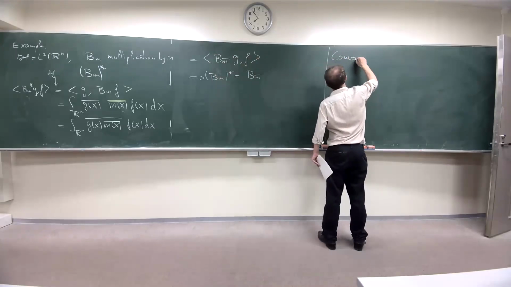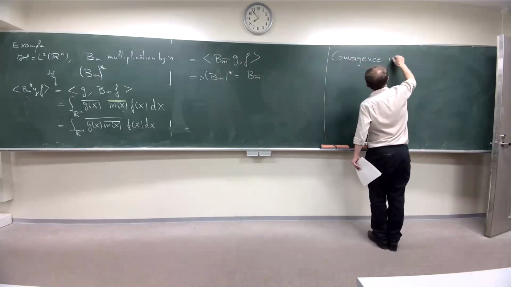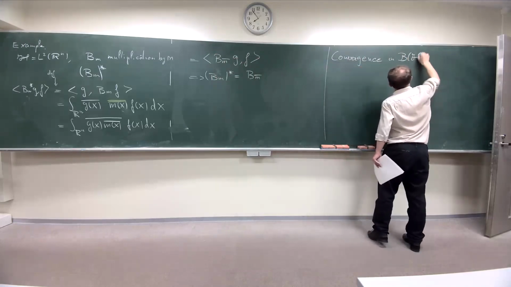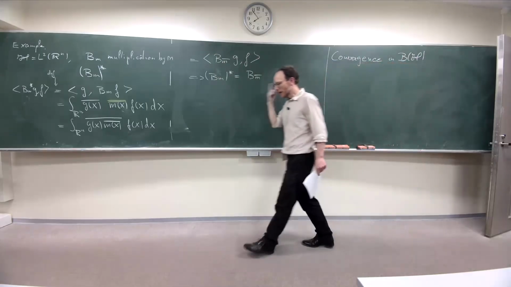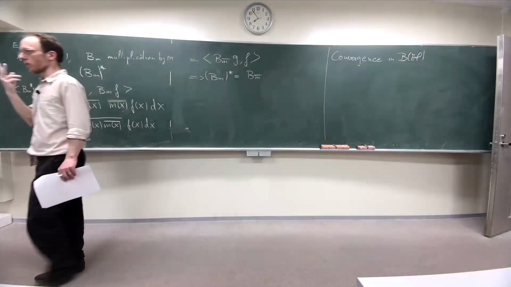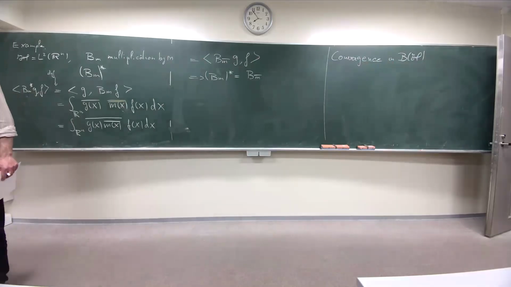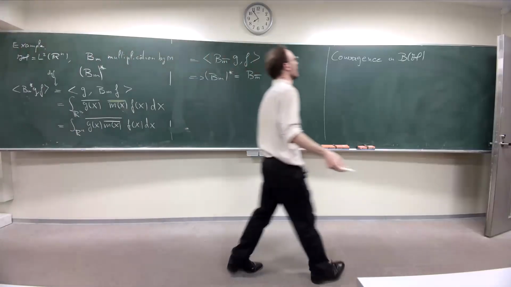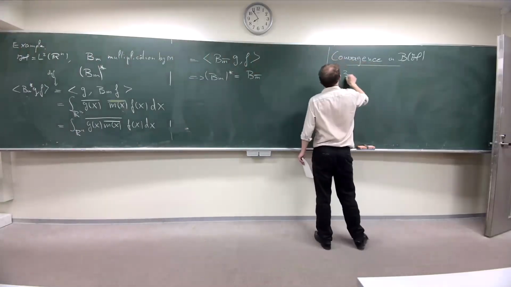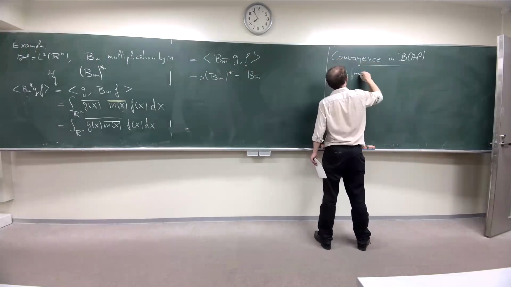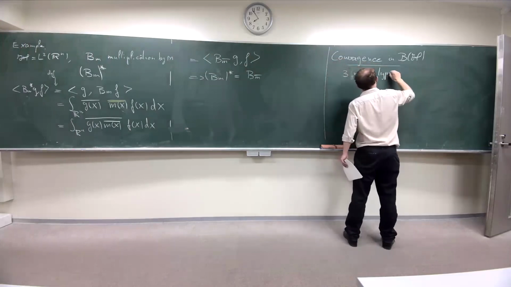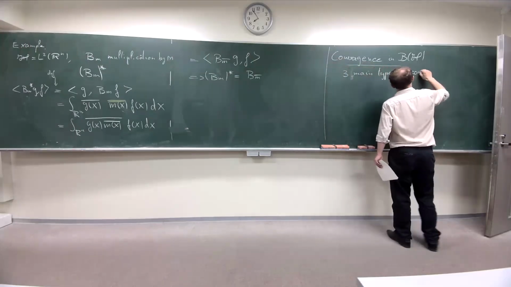Convergence in B of H. You remember in H, we had already two notions of convergence. I recall it at the beginning. We had the weak and the strong convergence. On B of H, I think you can define 16 notions of convergence. We are going to mention only 3. Yes, there are many. Three main types of convergence.